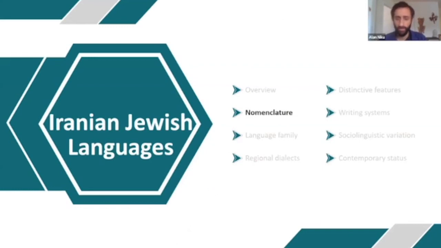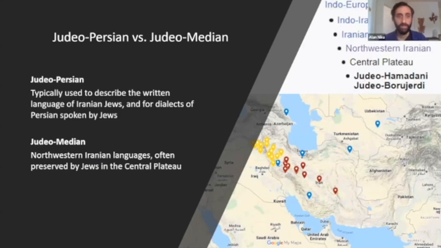So some nomenclature. What are these languages even called in the first place? So a major distinction that we can make is the difference between Judeo-Persian and Judeo-Median languages. So Judeo-Persian is a term, and these are both Judeo-Iranian. So these terms might get a little confusing, but I'll try to keep it as simple as possible.